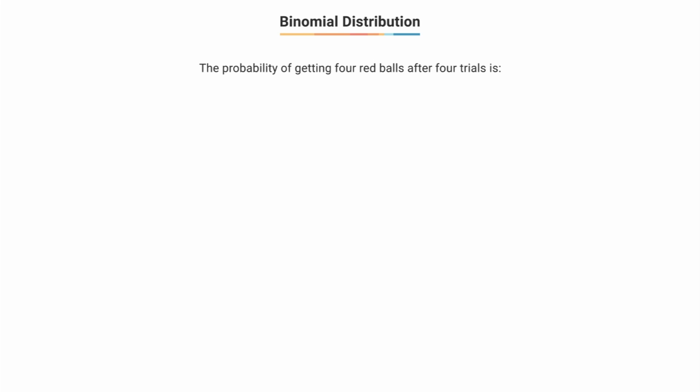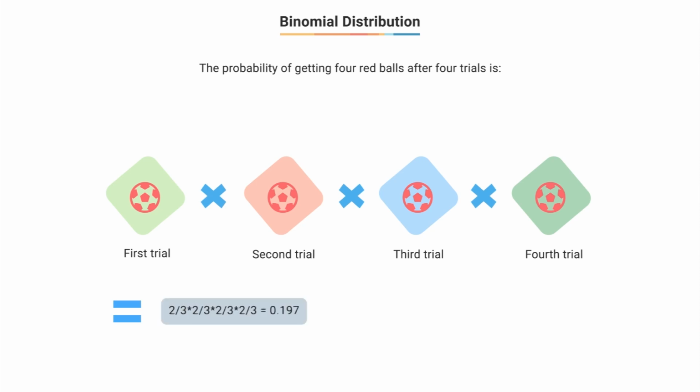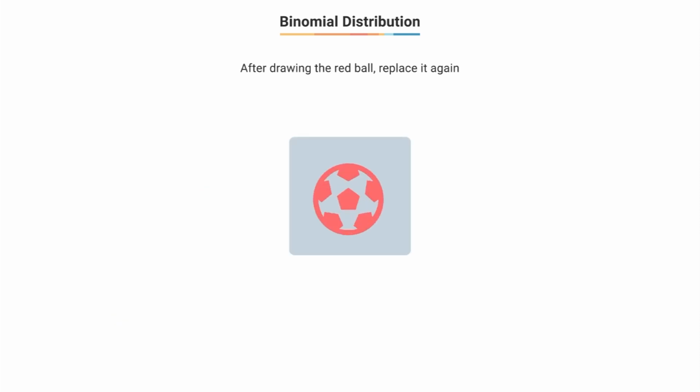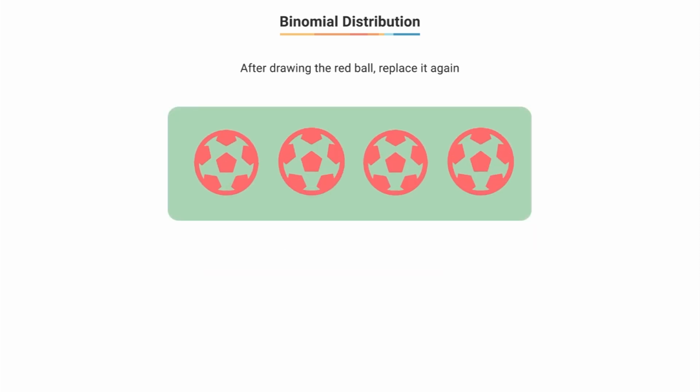According to the multiplication rule of probability, the probability of getting 4 red balls after 4 trials is equal to probability of getting a red ball in the first trial into probability of getting a red ball in the second trial into probability of getting a red ball in the third trial into probability of getting a red ball in the fourth trial, which is equal to 2 by 3 into 2 by 3 into 2 by 3 into 2 by 3, equal to 0.197. Remember that we are replacing the red ball again after drawing it. Now suppose we denote the event of drawing a red ball as uppercase R and the event of drawing a blue ball as uppercase B, then the combination of getting all 4 red balls will be 4 times R.